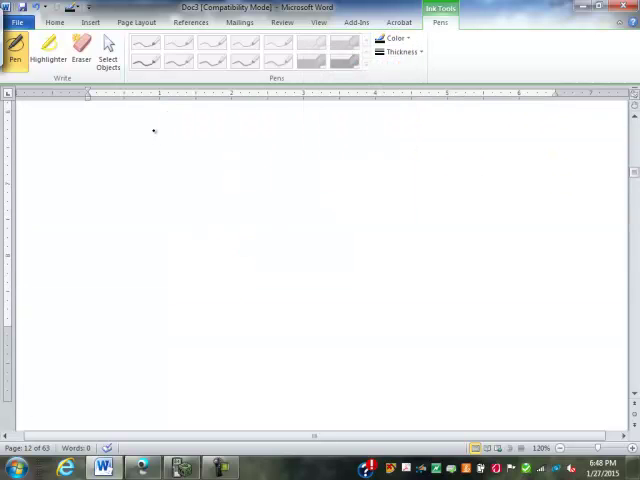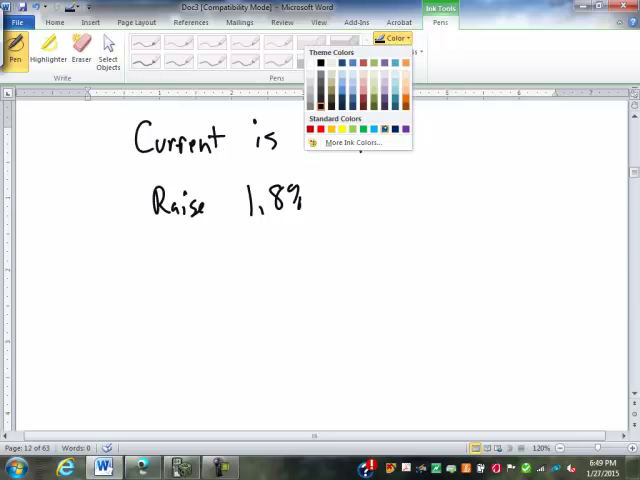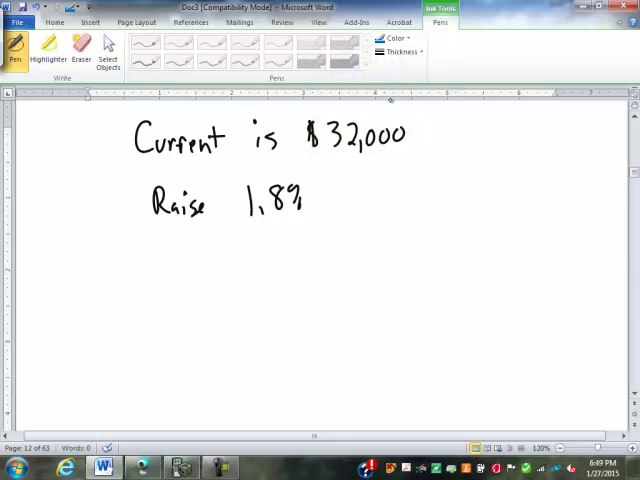Let's say your current salary is $32,000. You're going to get a raise of 1.8%. This actually ties into one of the next things we're going to do, so let's use it. What that means is the new salary is going to be 1.8% more. So 1.8% is 1.8 out of 100. Where's the 32,000 going to go?